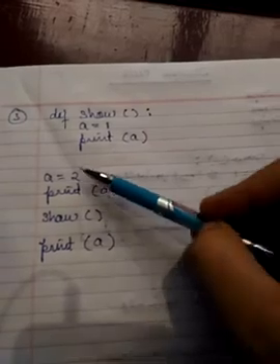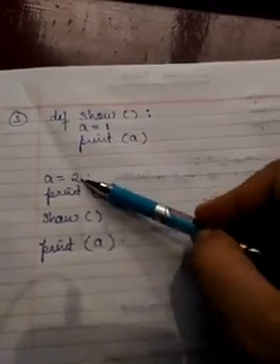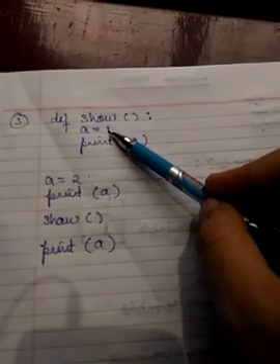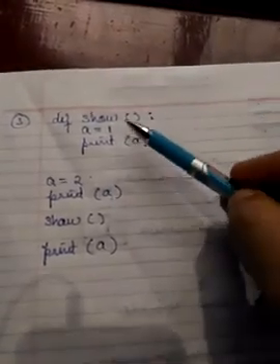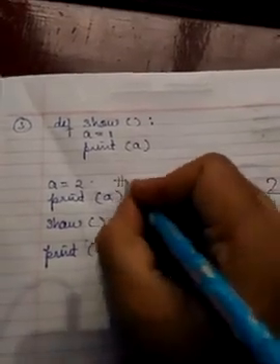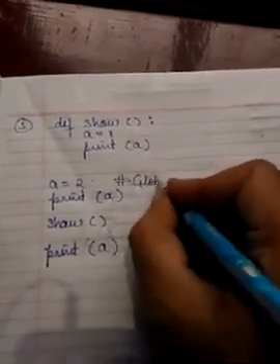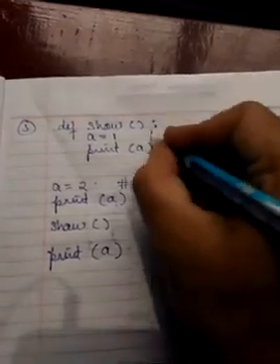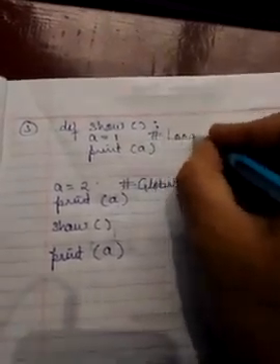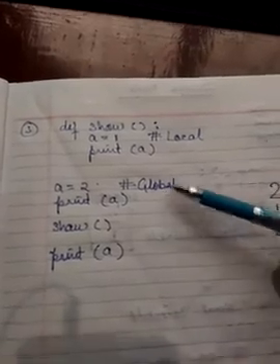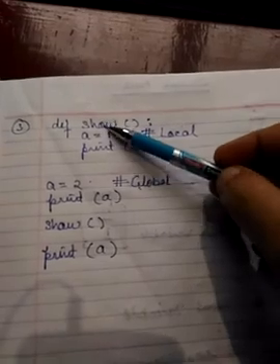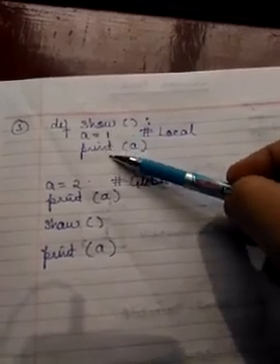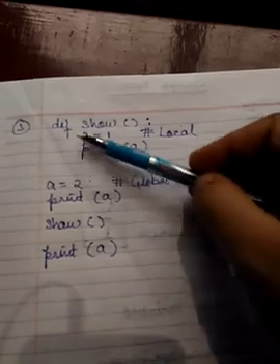So here a is a global variable, here a is a global variable, here a is a local variable. Now what is the conclusion? This is a global variable, and this is a local variable. If a global variable and a local variable are declared with the same name, then by default in the function the local variable will be accessible because it has the local scope.